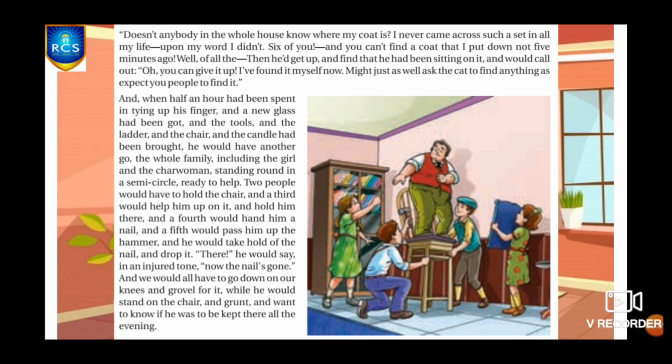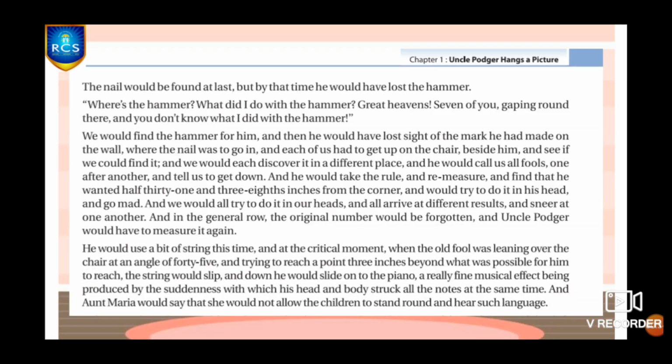And two of them would stop everything they were doing and grovel here and there on the floor in search of that nail. And he would be standing on the chair and say in a grunting voice, "What are you people doing there? Are you still searching for that single nail? You would be making me stand here for the whole evening," he would shout. The nail would be found at last, but by the time, he would have lost the hammer. "Where's the hammer? What did I do with the hammer? Great heavens, seven of you gaping round there, and you don't know what I did with the hammer."